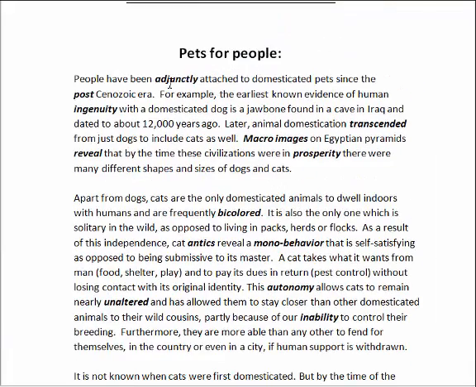First of all, people have been adjunctly attached. When you're attached to something, that's going to be positive. So let's put a plus next to that. Domesticated, I feel like that's positive. Kind of like taming. We have earliest known evidence. Evidence is going to be positive. Ingenuity, all these black words I'm going to hold off on. Domesticated, we said, is positive already. Found, when you find something, usually that's going to be something that was lost. So that's going to be a positive thing.